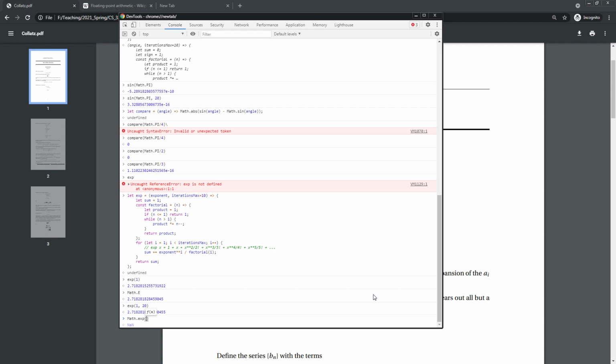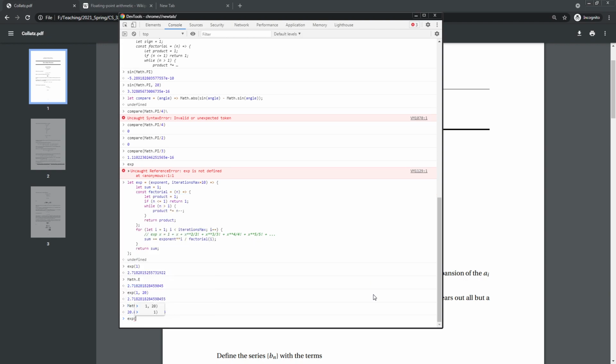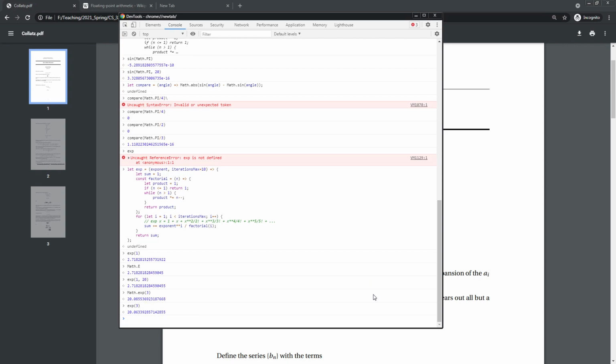So just one final comparison, we'll do e cubed. So that's the built-in, and that's the value that we computed. So, okay, so we will carry on with numerical integration. We'll talk about Collatz next time, and then hopefully I'll have something else for you as well.